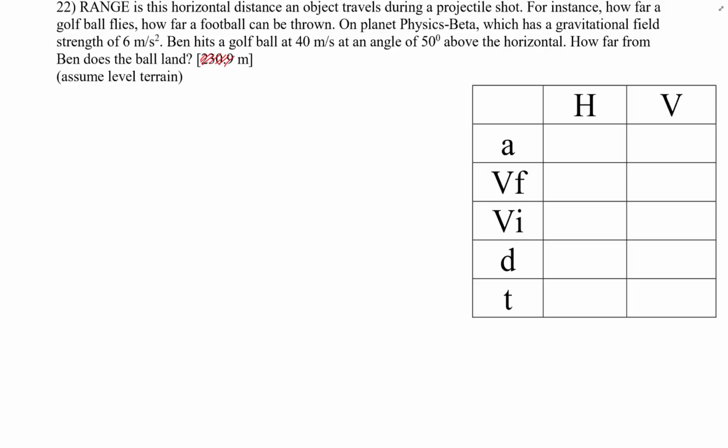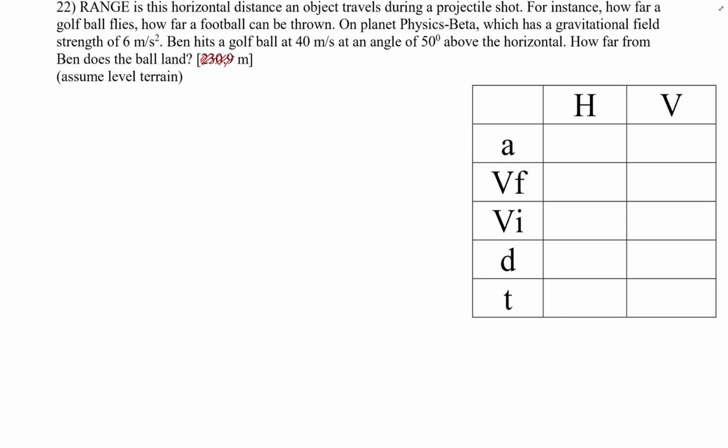Here we go. Let's do question number 22 from page 11 on the projectile worksheet. So, what is the range? Range is the horizontal distance an object travels during a projectile shot. For instance, how far a golf ball flies or how far a football can be thrown.